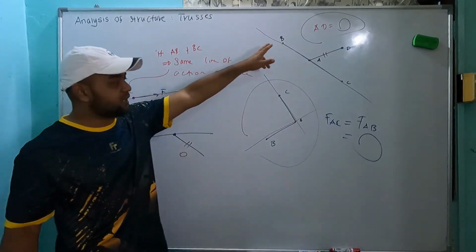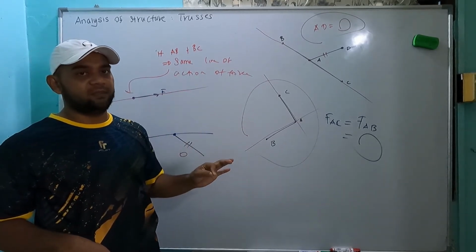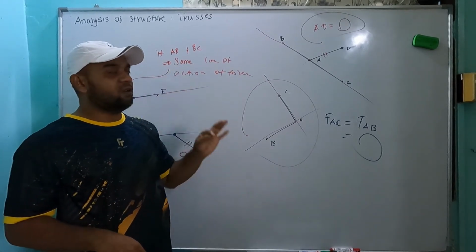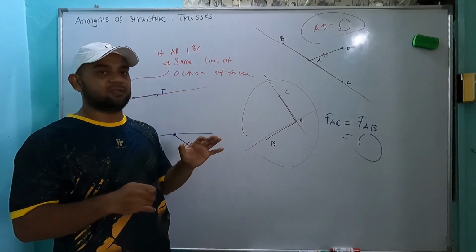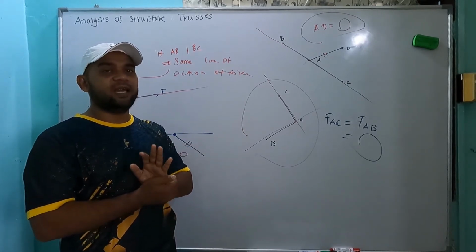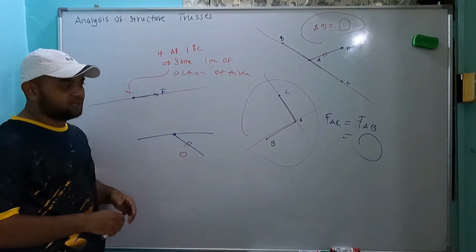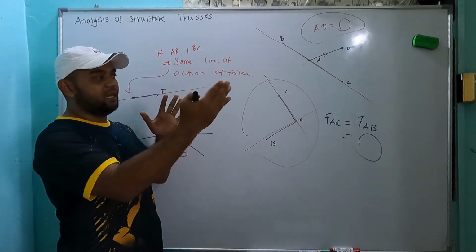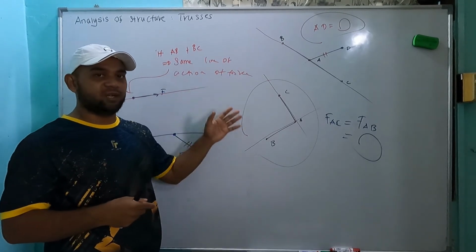So these two cases we call zero force members. Meaning the component does not exert any force at that specific condition. Because if you look at a structure, there are a lot of components, and several of them do not exert any forces. We call these zero force members.